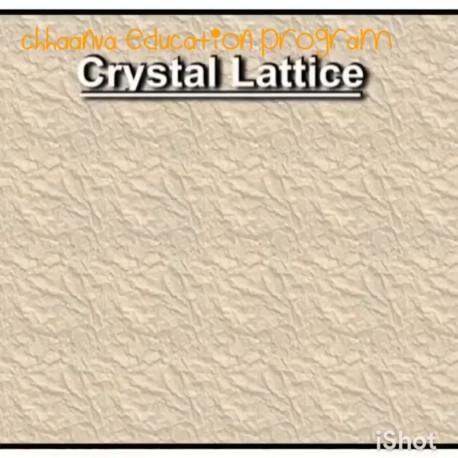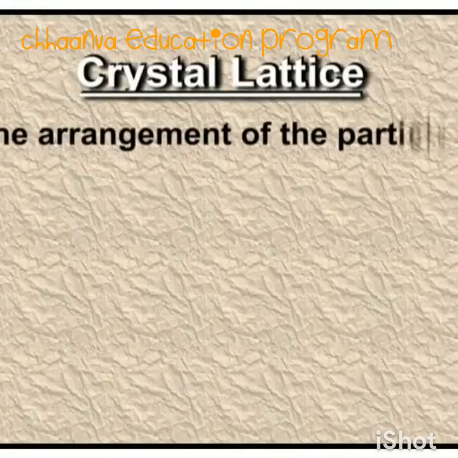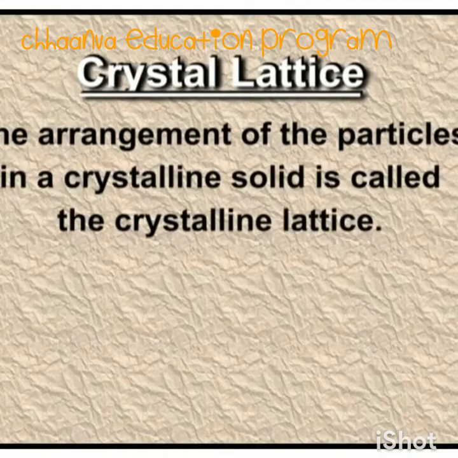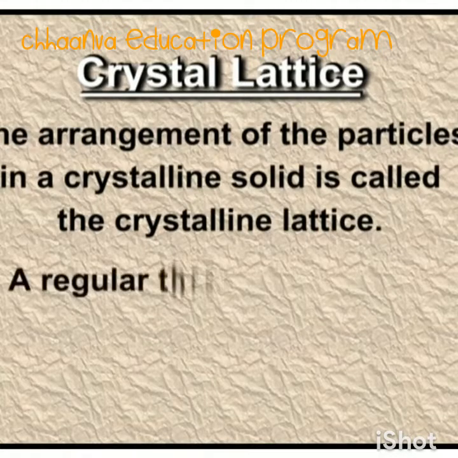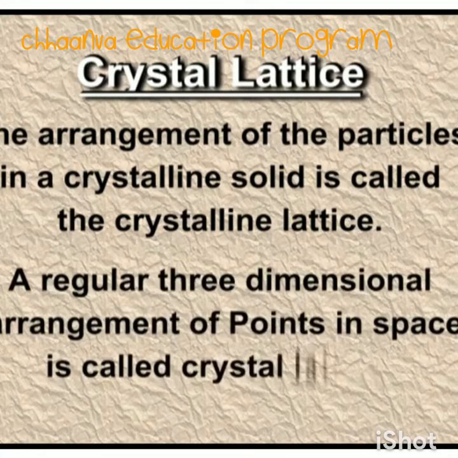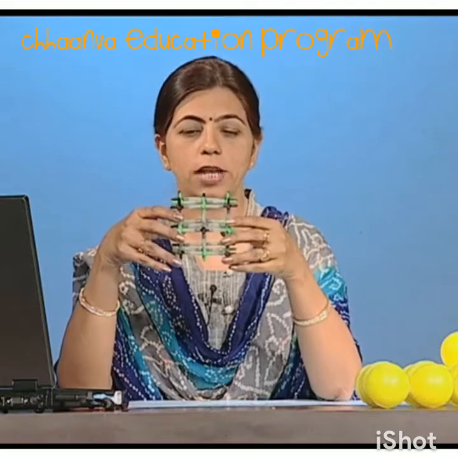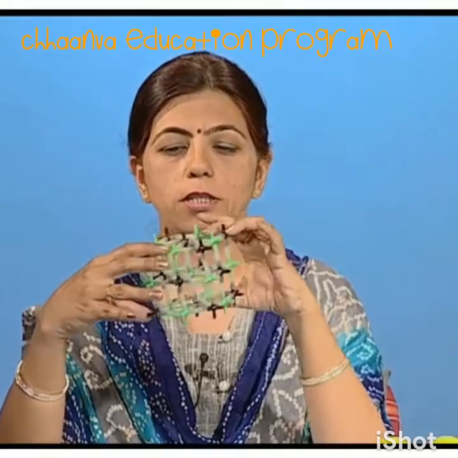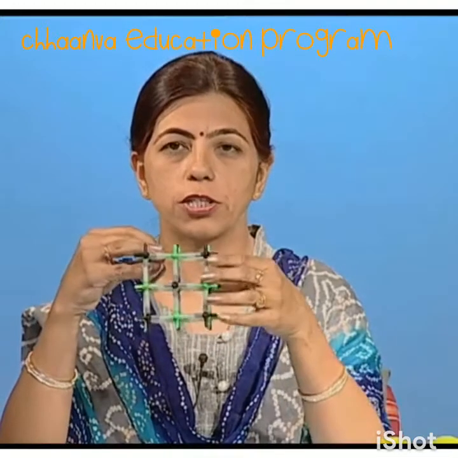Let's see what a crystal lattice is. The arrangement of the particles in a crystalline solid is called the crystal lattice. A regular three-dimensional arrangement of points in space is called a crystal lattice. This is a crystal lattice. Here you can see that the constituent particles are regularly arranged.